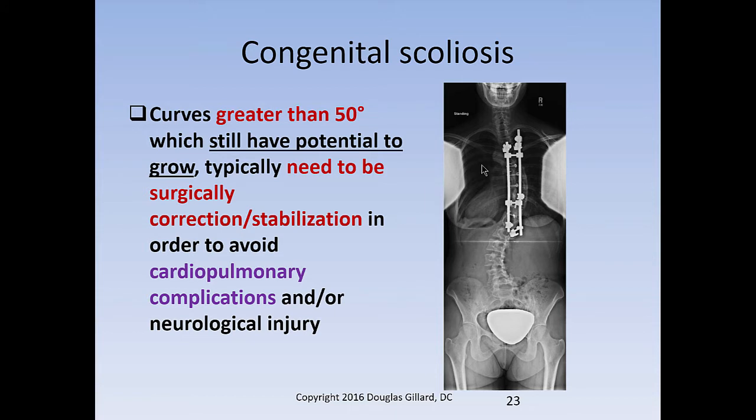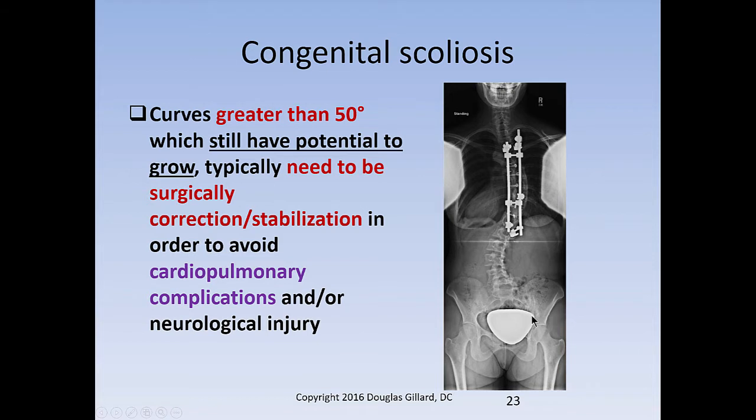Curves greater than 50 degrees which still have the potential to grow. If you've got a kid who's 12 years old and has a 50-degree curve, you're in trouble here. They should be in a brace already, and you need to set up a spine surgeon consult ASAP. They're probably going to need some type of surgery, because it could double, could go to 100 degrees or even more when their big growth spurt hits.